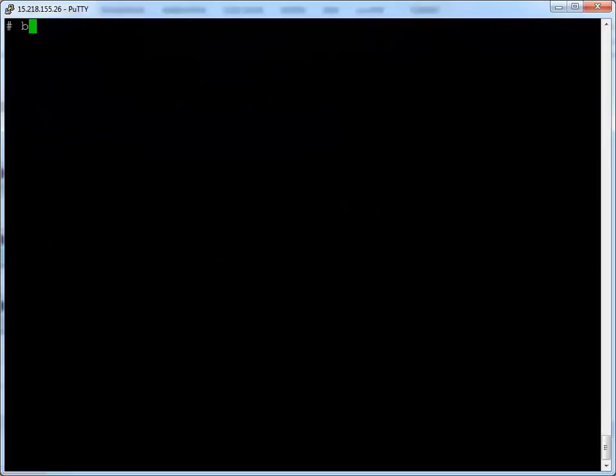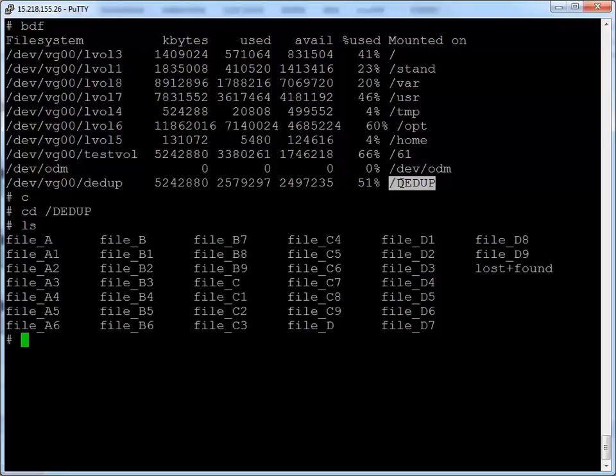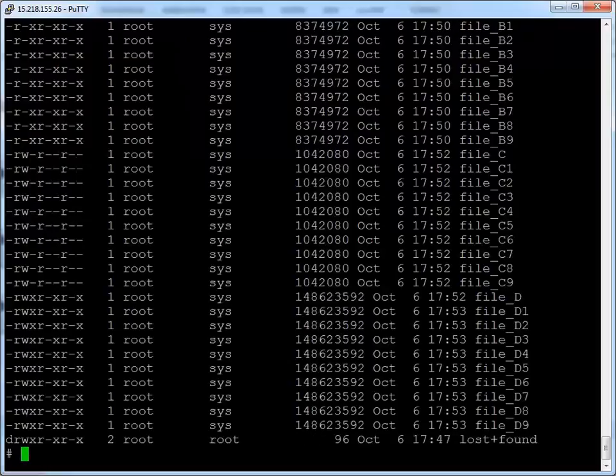Please remember, this file system has around 4 GB of free space and is 51% full. Now let us look at its content. We can see that there are 4 different types of files in this file system and they are of varying sizes but share common data. Now let us enable data deduplication on this file system at a chunk size of 4K.